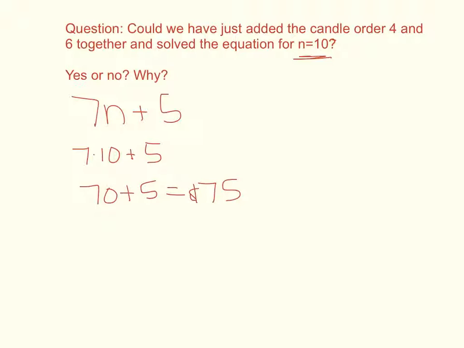In the shipping charge. Because if we just added these together, that's like saying it was one order of 10 candles and we only paid one $5 shipping charge. You see that? But in fact, they made 2 orders and each order has a $5 shipping charge. And if we would have done, as we did in the original problem, 7 times 4 plus 5 and 7 times 6 plus 5, it gives us $80. Not $75, because we lost the shipping charge for trying to do it all in one go.